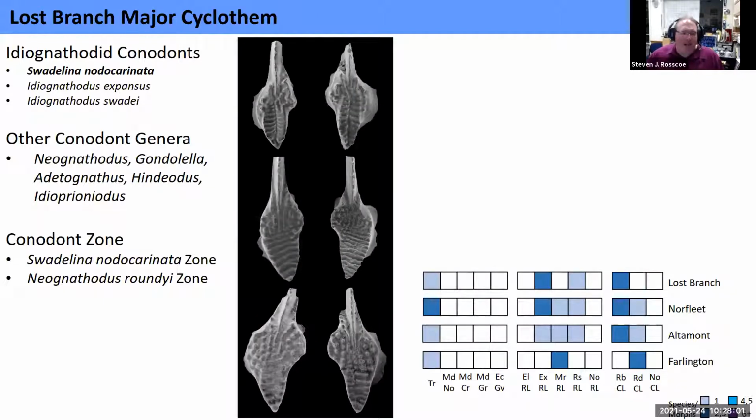By the time we get to the Lost Branch, things are actually not as diverse. We lose Suedolina neoshoensis. It does not show up. And as of now, I have not identified any other species other than notocarinata, but I will admit there's probably some work to be done here that could maybe shed some light on some other issues with Suedolina. But it is a fairly simple assemblage with very well-developed Idionethotus expansis.